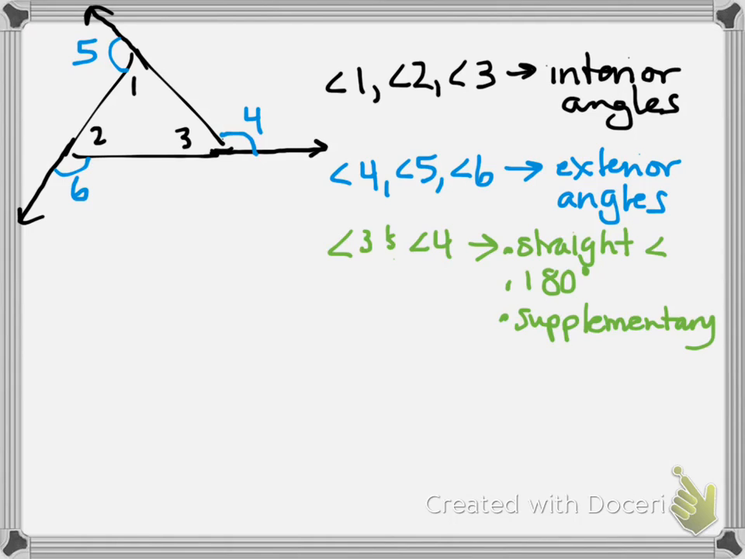Okay, so what I'm going to do is give some arbitrary numbers for my angles 1, 2, and 3. Let's make angle 1 40. Let's make angle 2 55. Let's make angle 3, let's see, 85.